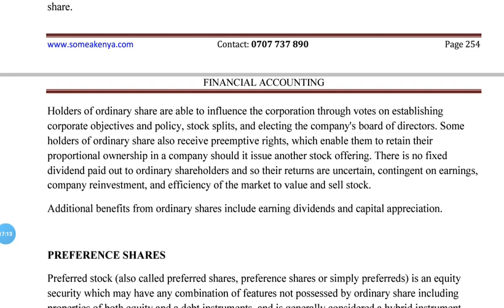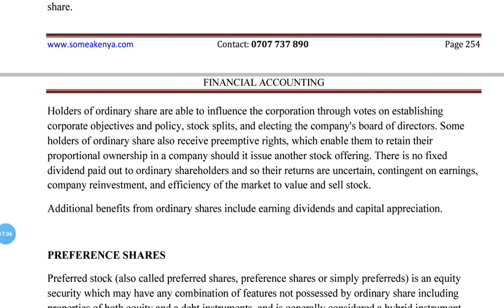So additional benefits from ordinary shares include earnings, dividends, and capital appreciation. So their shares will grow. That is one of the advantages the ordinary shares have, that their shares keep growing.